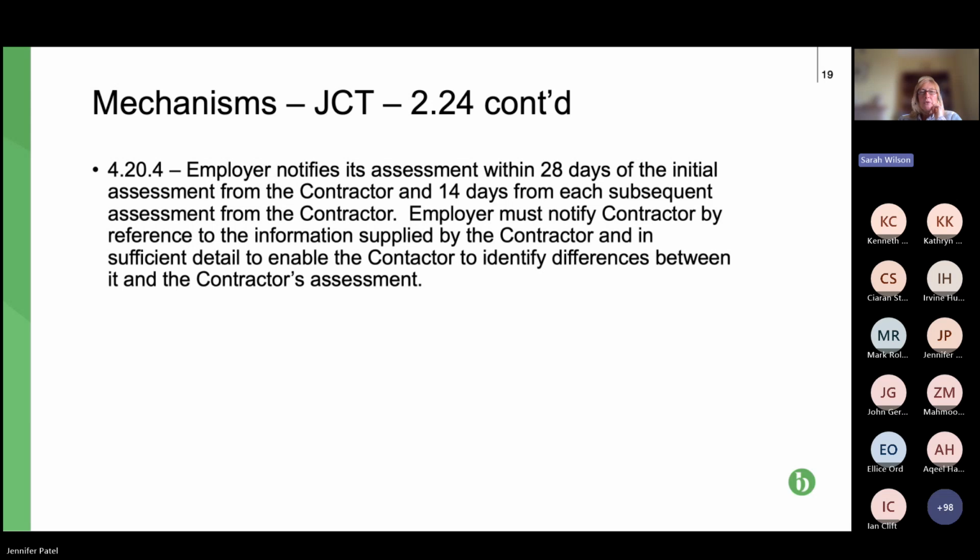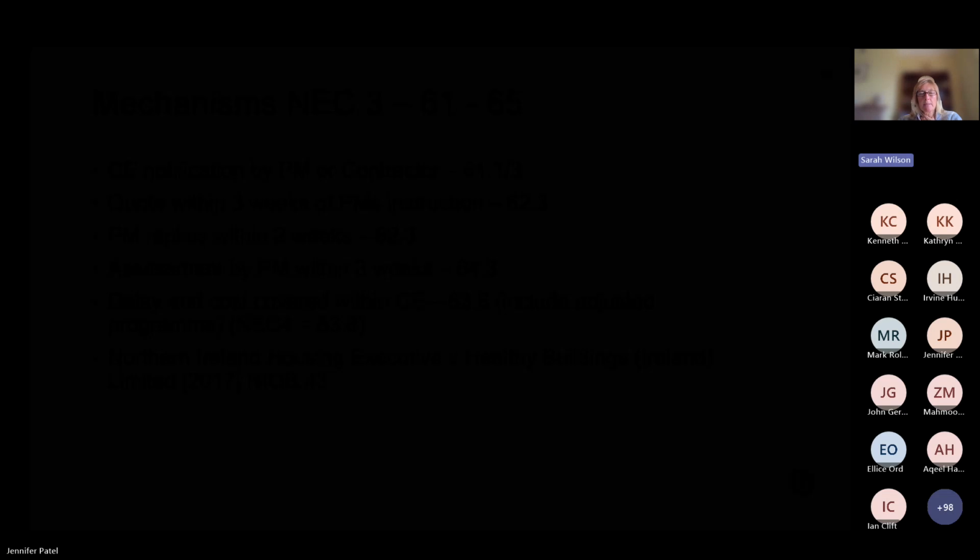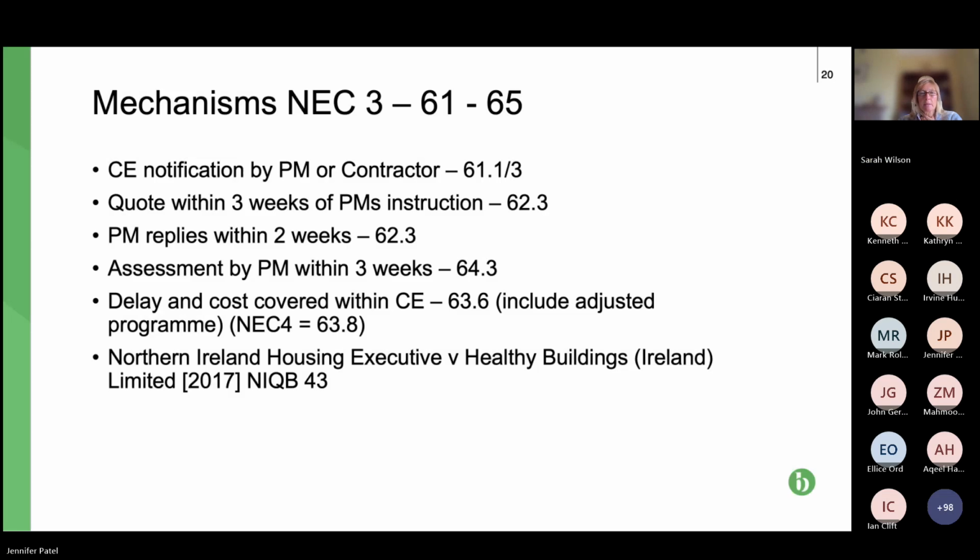So once you have notified your loss and expense, it's over to the employer. So the employer under 4.20.4 has 28 days from the initial assessment and 14 from the subsequent notifications to basically respond and say, yes, I'm awarding loss and expense, no, I'm not, or how much is being awarded. So if we can move on to the next slide, please.